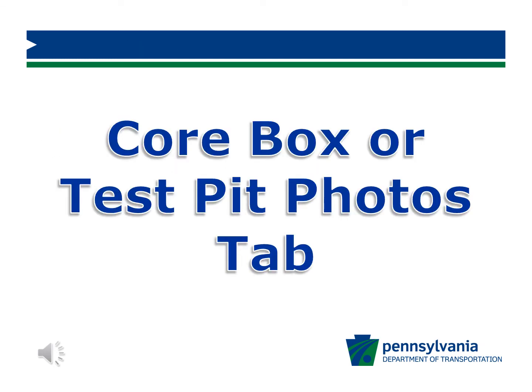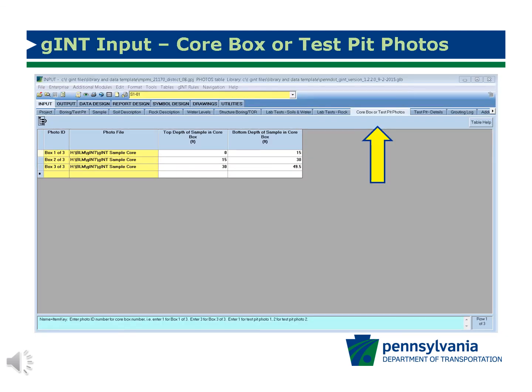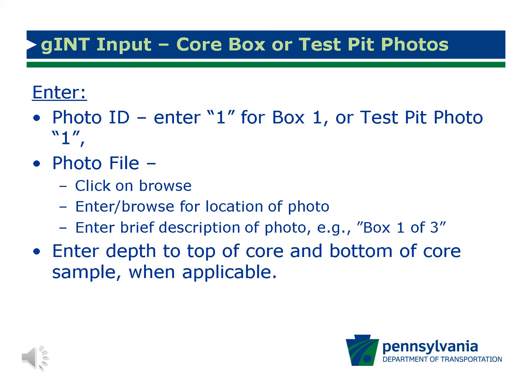Next, a discussion of the Core Box or Test Pit Photos tab. This is a screenshot of the Core Box or Test Pit Photo tab. Enter the photos in the desired order and then click on the photo file to browse for the location of the photo to include in the reports. Include a brief description of the photo, for example, box 1 of 3, to accompany the photo. Enter the depth to the top of the core sample and bottom of the core sample in the input so that the corresponding depth range, as photographed in the picture, appears in the reports.